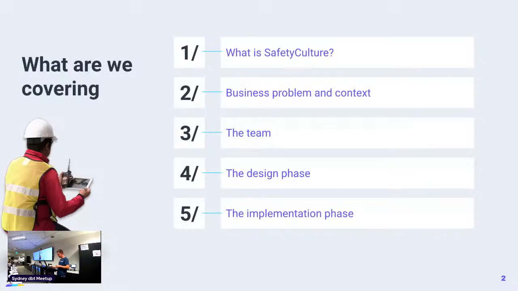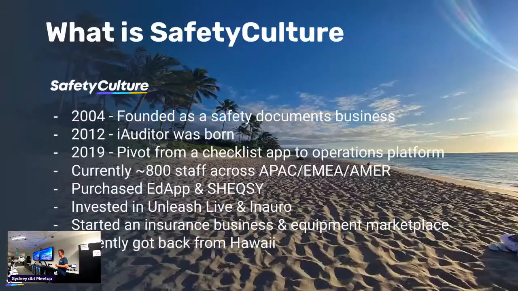This talk is specifically for those situations where you need to balance competing priorities. What we're going to cover is what SafetyCulture is, the business problem and context, the team, and then our design phase. We had quite a robust design phase initially, and then the implementation phase. Design probably took about a month or two, and the implementation about 5-6 months.